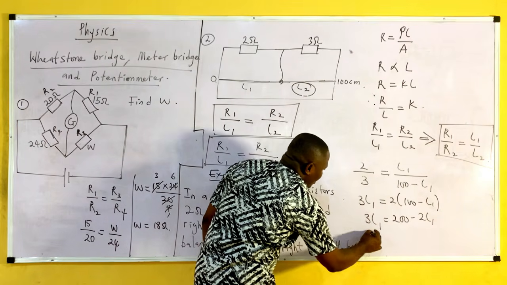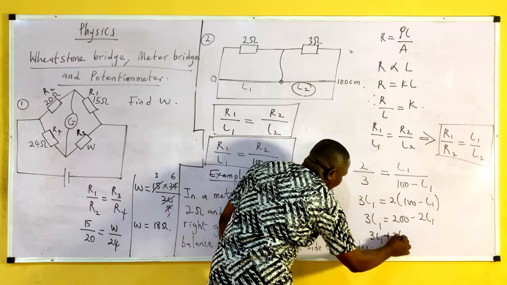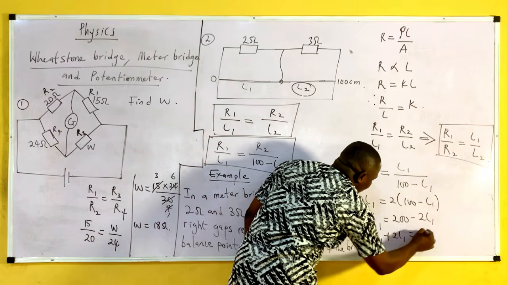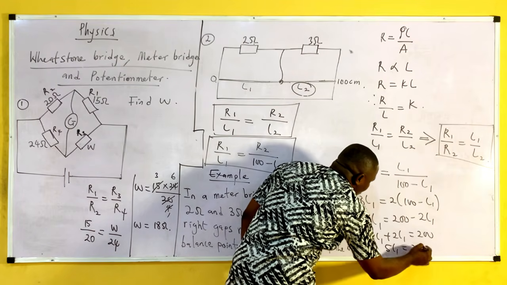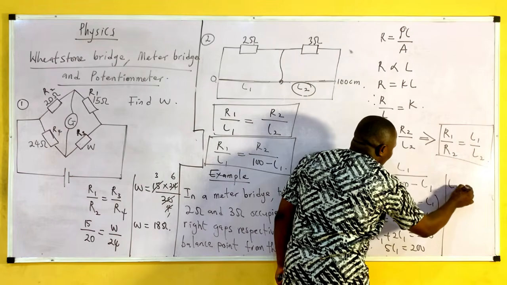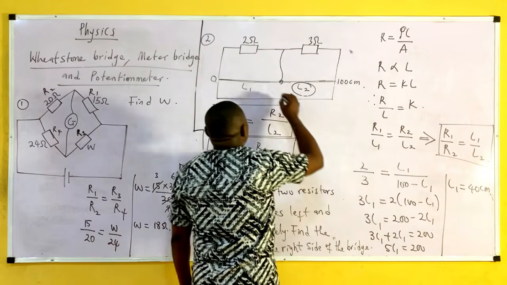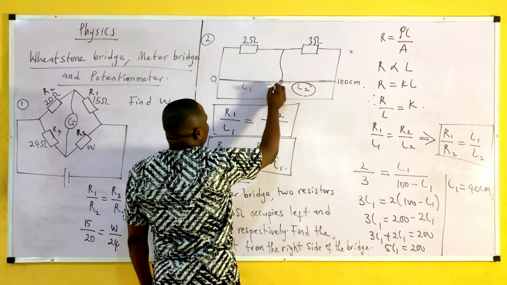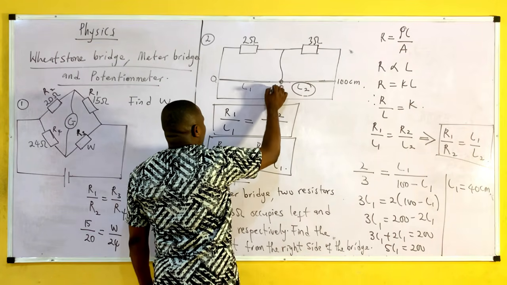Taking this across, it becomes 3L1 plus 2L1 is equal to 200. So I have 5L1 is equal to 200. Solving this mathematically, L1 will be equal to 40 centimeters. It means that this balance point is 40.